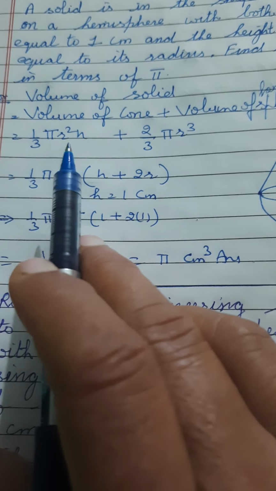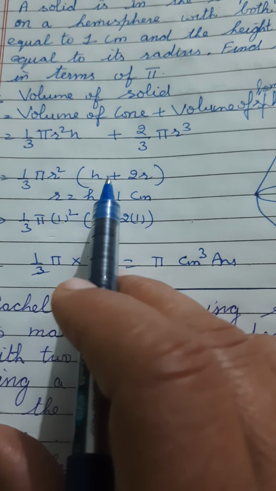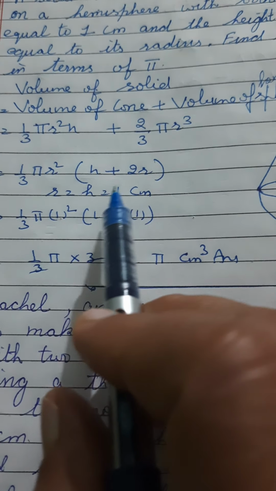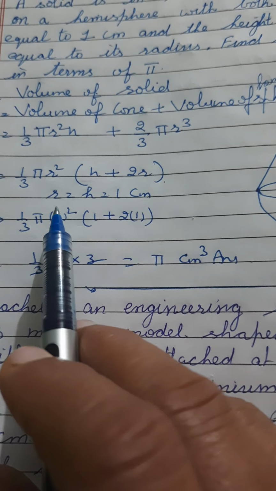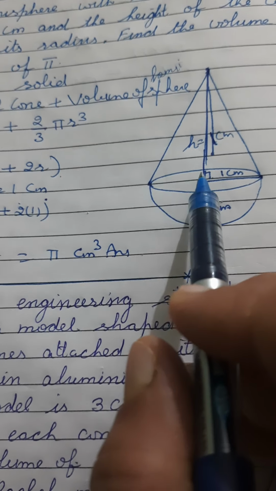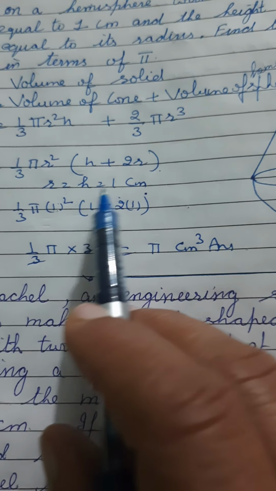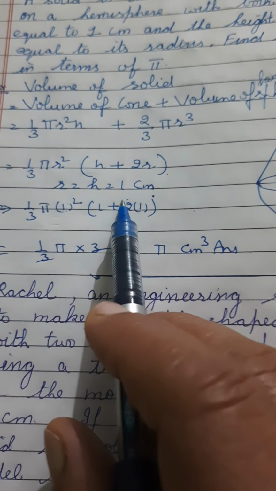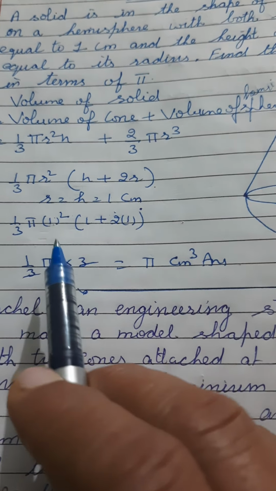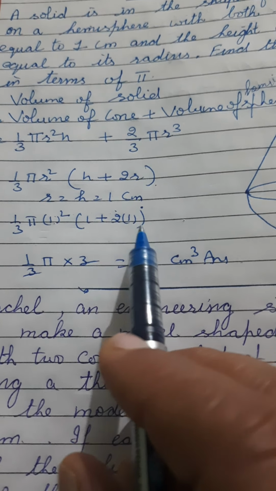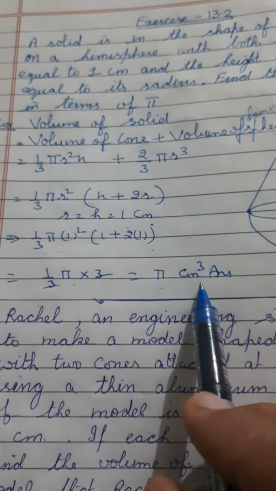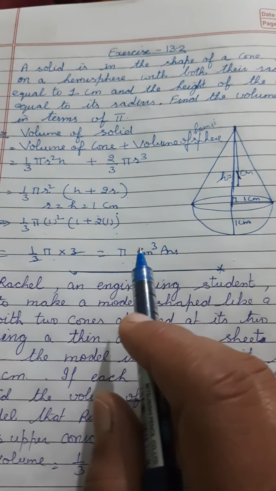From here you can see 1 by 3 pi r square is common and inside the brackets we get h plus 2r. Now r is equal to h is equal to 1 centimeter. It is given that the height of the cone is 1 centimeter and the radius is also given to be 1 centimeter. Then we will put these values in the formula that we have found. Now 1 by 3 pi into 1 square into 1 plus 2. We get 1 by 3 pi into 3, the 3 cancels, and we get pi cubic centimeter. That is the volume of the required figure.